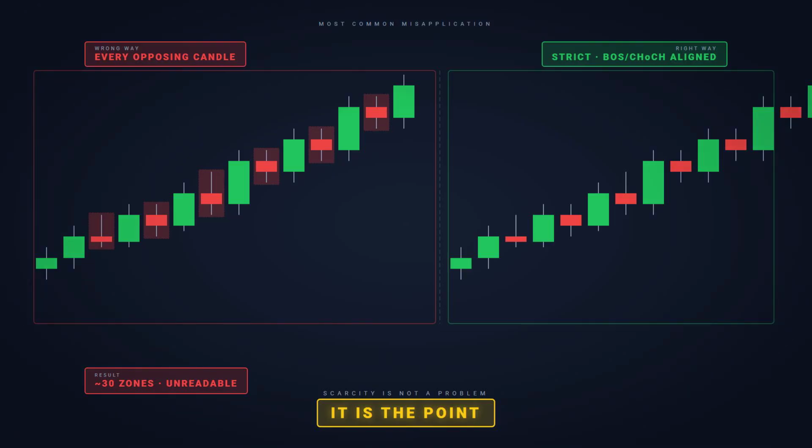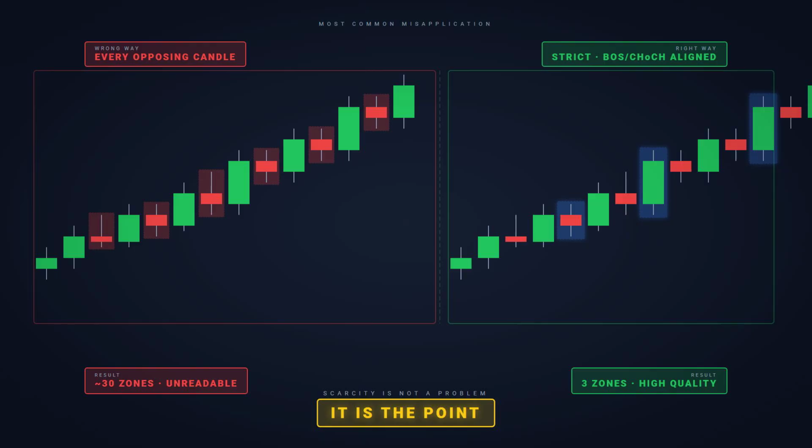On this chart right here, you can see the difference. On the left, every opposing candle is marked. The chart is unreadable. On the right, only the candles preceding structural breaks are marked. 3 clean zones on the entire chart. Those 3 zones are the ones price will respect. The other 20 were noise.